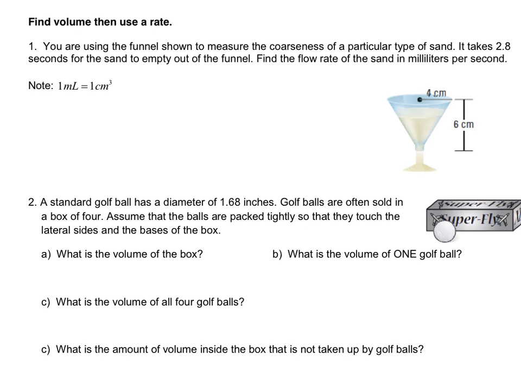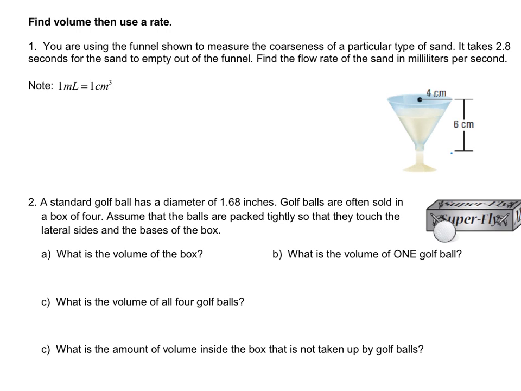All right, our last B level video. So we are going to find the volume and then use a rate. You are using a funnel shown right here to measure the coarseness of a particular type of sand. It takes 2.8 seconds for the sand to empty out of the funnel. Find the flow rate in milliliters per second.